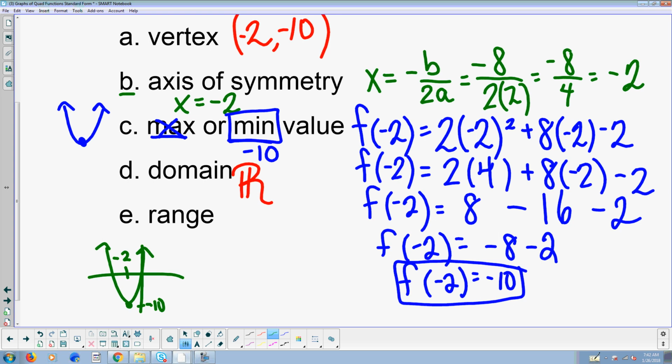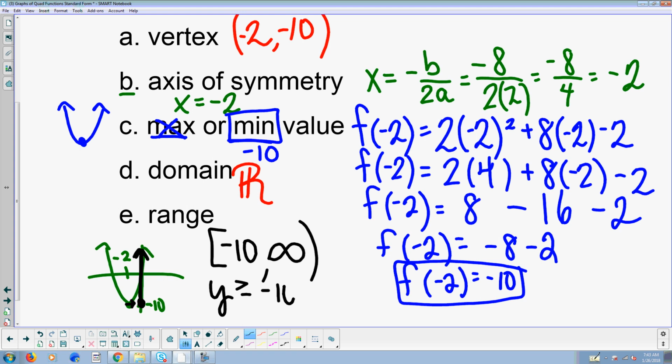So if I were to flatten this flat to the y-axis, this point would move all the way over to the y-axis, and the arrows are pointing upward. What portion of the y-axis would be covered? Well, the minimum value is negative 10, and then the arrow indicates it goes up to infinity. So negative 10 to infinity is the range in interval notation, or we could say all the y values that are greater than or equal to negative 10.